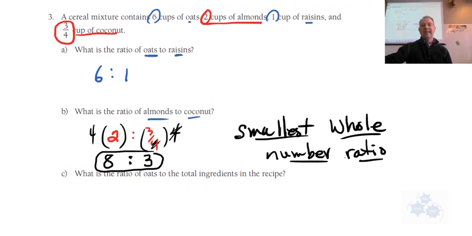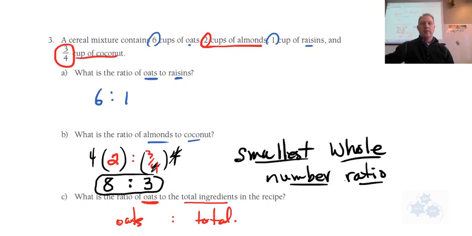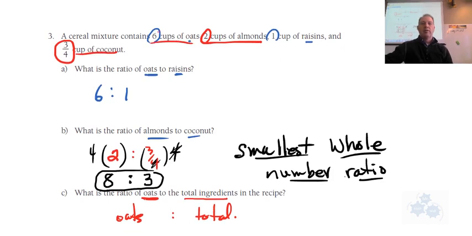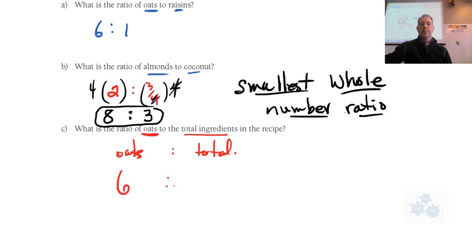All right, so C is very similar, except there's an added twist to C. This is tricky. It says the ratio of oats to the total ingredients in the recipe. So the total ingredients would be adding up all of the amounts. Okay? So we have oats to the total. Let's find out what the oats are, first of all. The oats is 6 cups, right? So we're going to put 6 there, no problem.